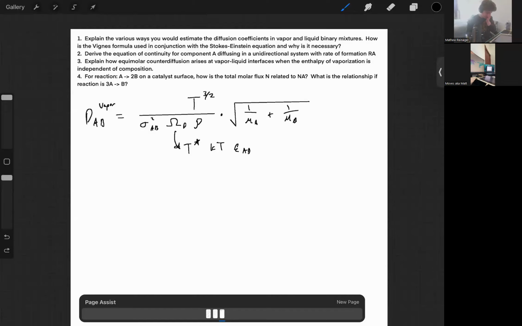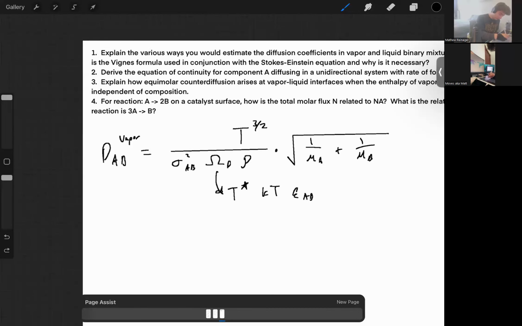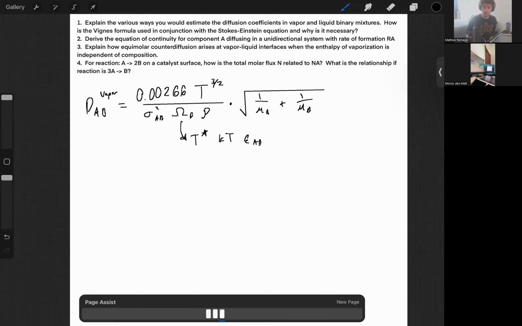So the Boltzmann constant and Avogadro's number, when you simplify all the units and get the final coefficient, it's something like 0.00266. I was talking through this as I was putting in every variable, but you can see the general trends for how diffusion for vapor works, and see that it is very predominated by kinetic forces in this case, right?